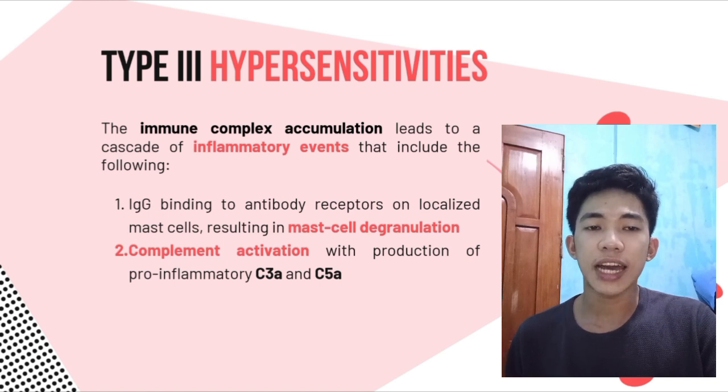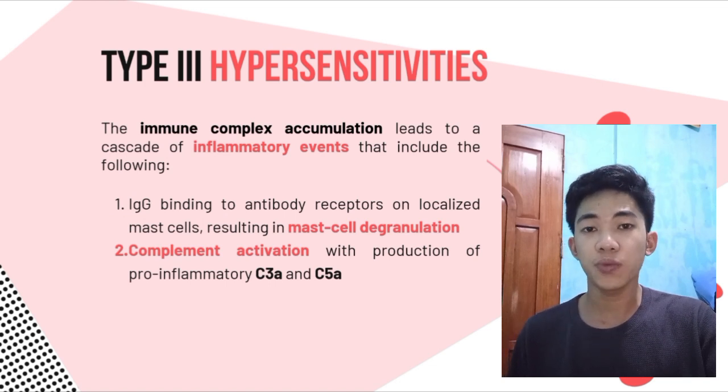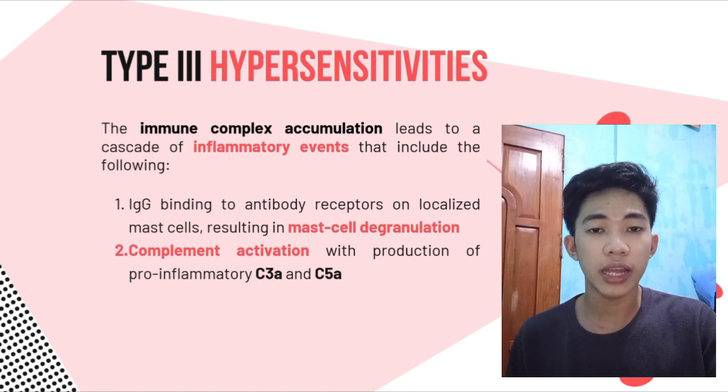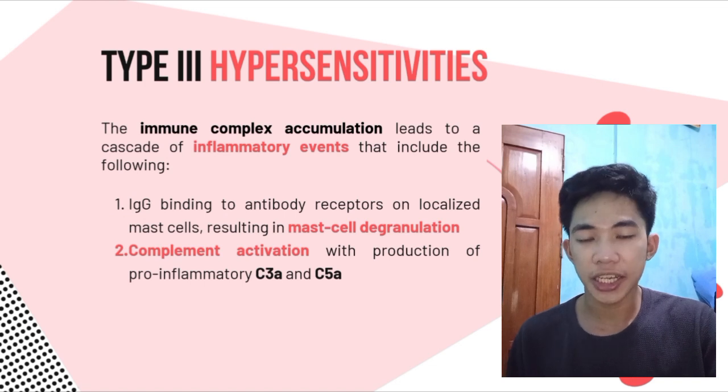So first is IgG binding to antibody receptors on localized mast cells, resulting in mast cell degranulation. So this is similar to allergies or type 1 hypersensitivity, wherein the antibody binds to the mast cell and sensitizes them. And after subsequent exposure, it results in the release of the chemicals contained within the mast cells, which are responsible for the allergy symptoms.